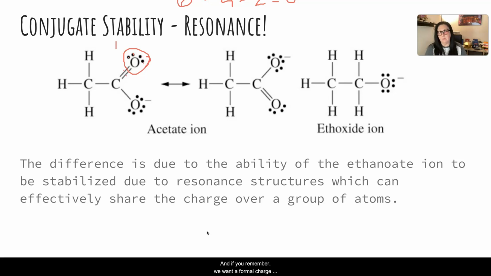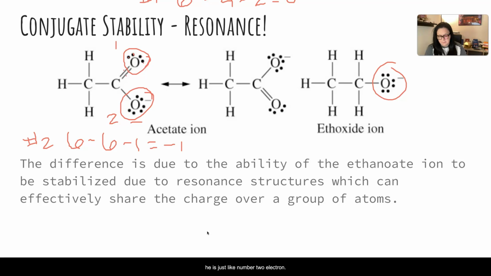And if you remember, we want a formal charge close to 0 if at all possible. All right, this one right here, this guy has 6 valence electrons minus 6 electrons from the 3 lone pairs that are touching him, minus 1 that's in the bond, so he's minus 1. All right, so this was oxygen number 2. So this was number 1, and this was number 2. Oxygen number 2 has a formal charge of minus 1.